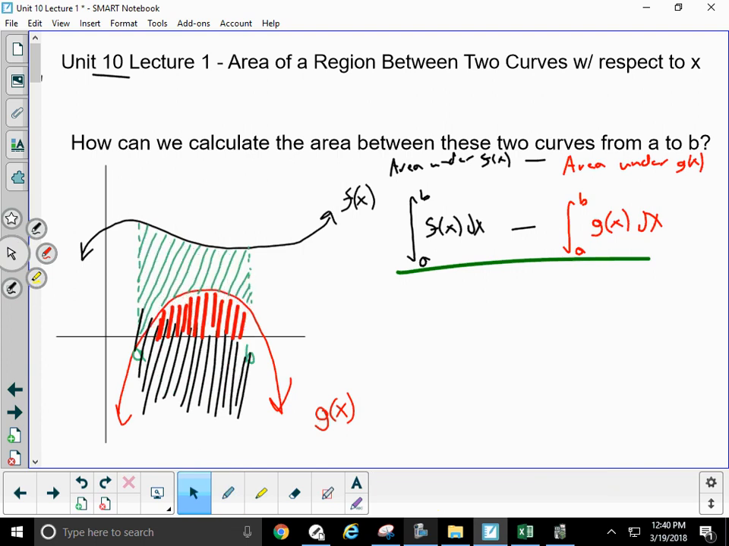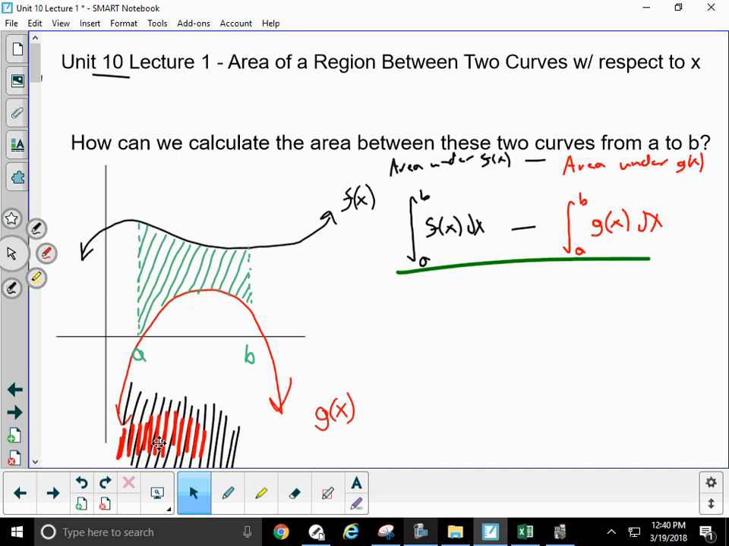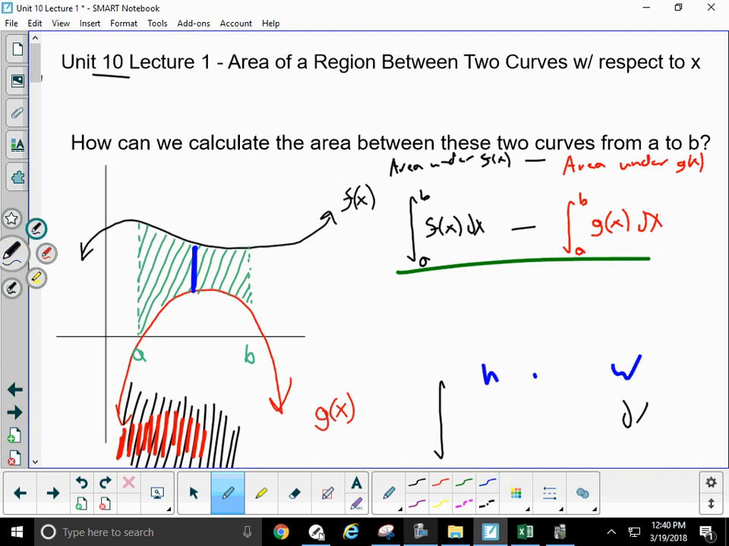But I don't want us to think that way. Rather, I want us to throw down a representative rectangle and think about an expression that can use just one integral where we're taking an infinite sum of these blue rectangles that have a height and a width. Now I'll tell you right now the width is dx, right? It's a very small change in x.